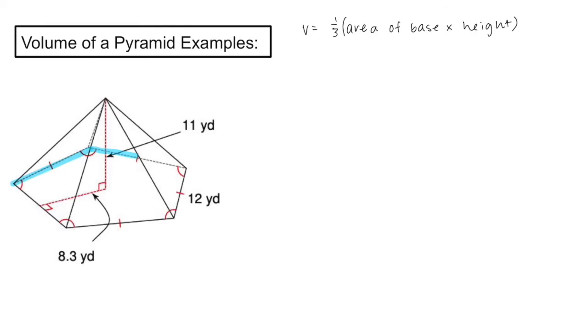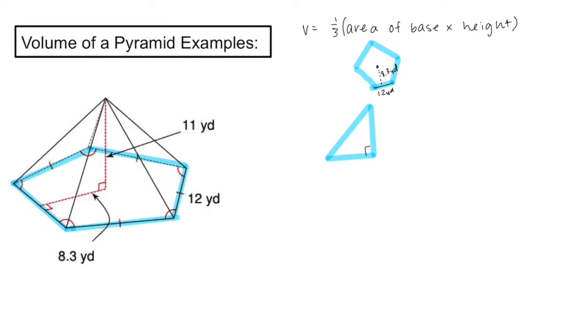Now let's try an example with a pentagonal pyramid. This means that our base is a pentagon. In order to find the area of the pentagon, we need to know the apothem of the pentagon, which they gave us is 8.3 yards, and the side length of the pentagon, which is 12 yards.